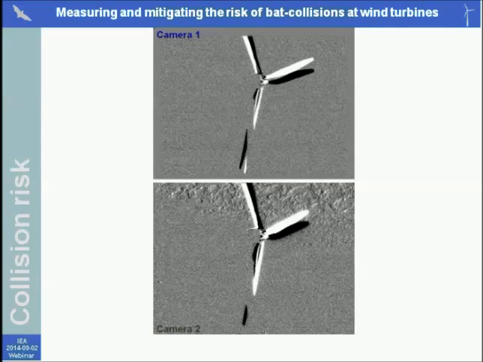And where we need to go as we move forward, I think that feathering should be implemented up to the manufacturer's cut-in speed as a minimum, and then pursue efforts to refine the strategy such that it becomes more universal, more accepted by the industry, and we can achieve conservation value for bats while still producing energy.